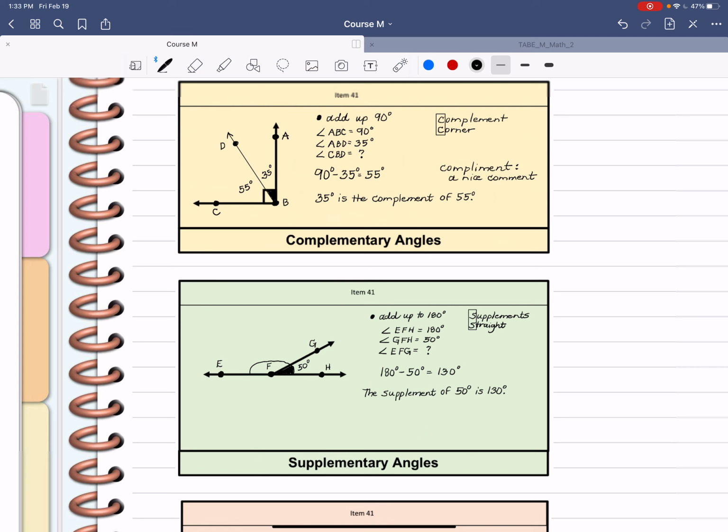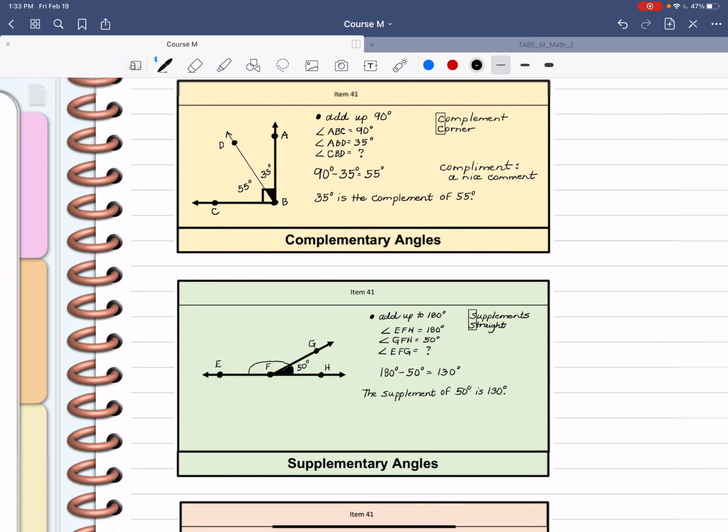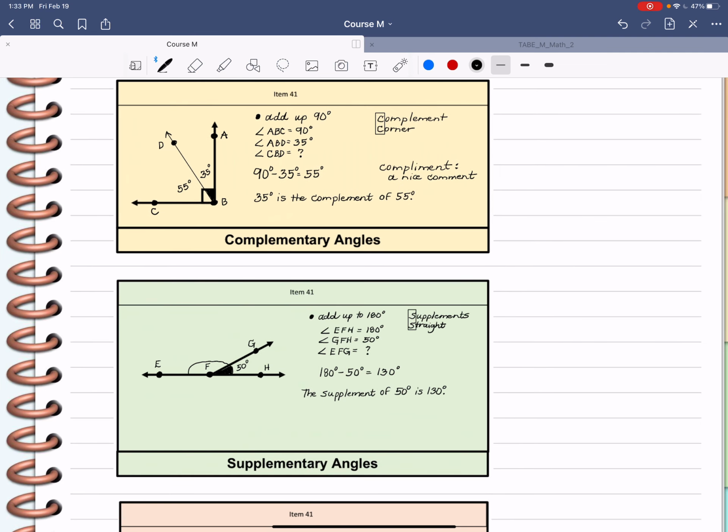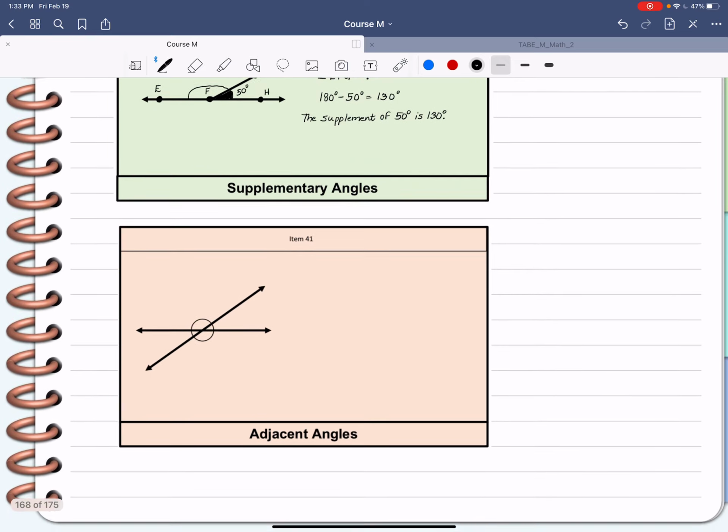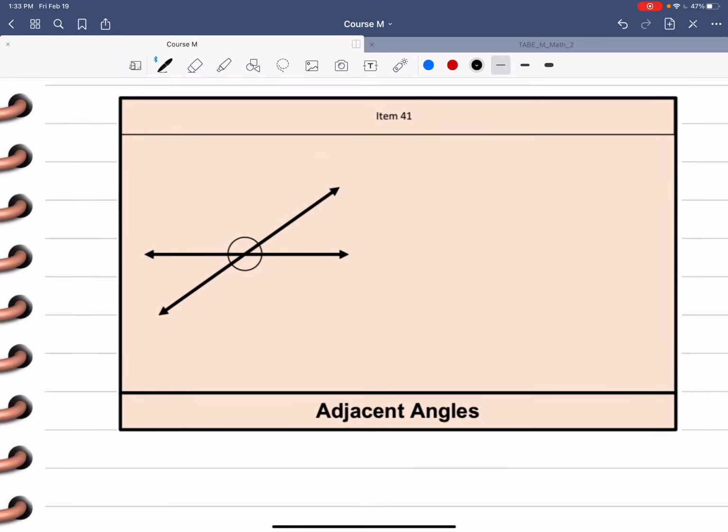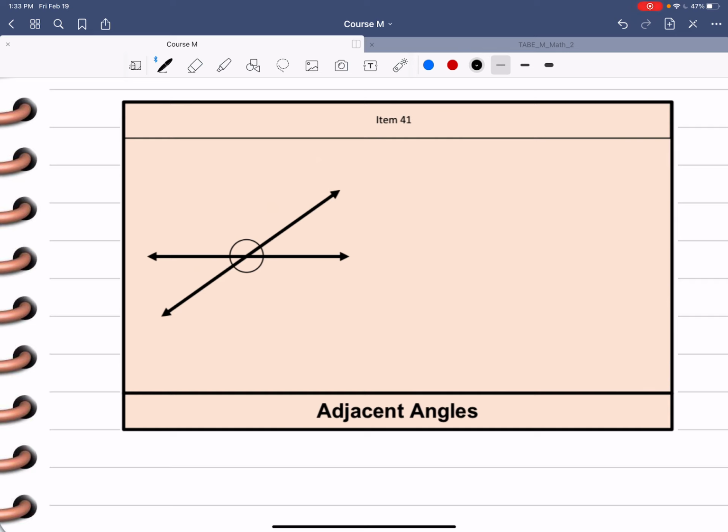So complementary, supplementary. Adjacent. Adjacent means joining or joined. They're touching. They're side by side.